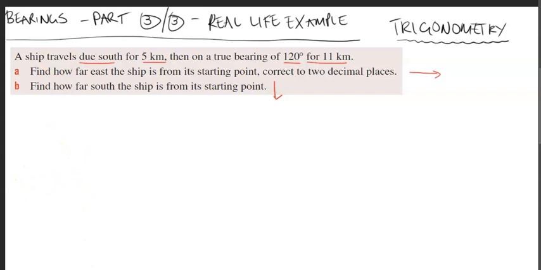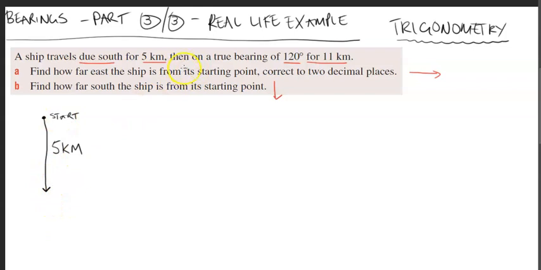It's not going to be accurate, but as long as the information portrayed on there is correct, that's all that matters. A ship travels due south for 5 kilometers. Okay, so we're going to have a starting point, which is here. This is where the ship started, and it's going to go south, which is down. Let's assume that that's a straight line, and this right here is 5 kilometers. So the ship goes from there to there, travels 5 kilometers, straight line down.